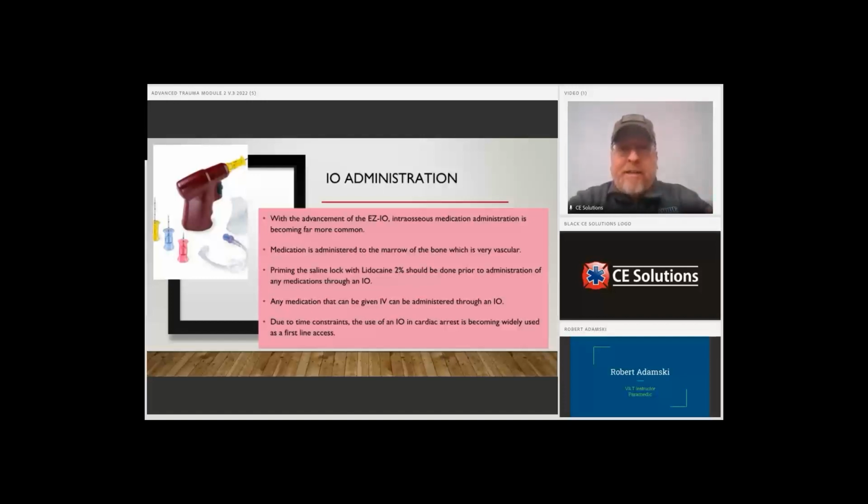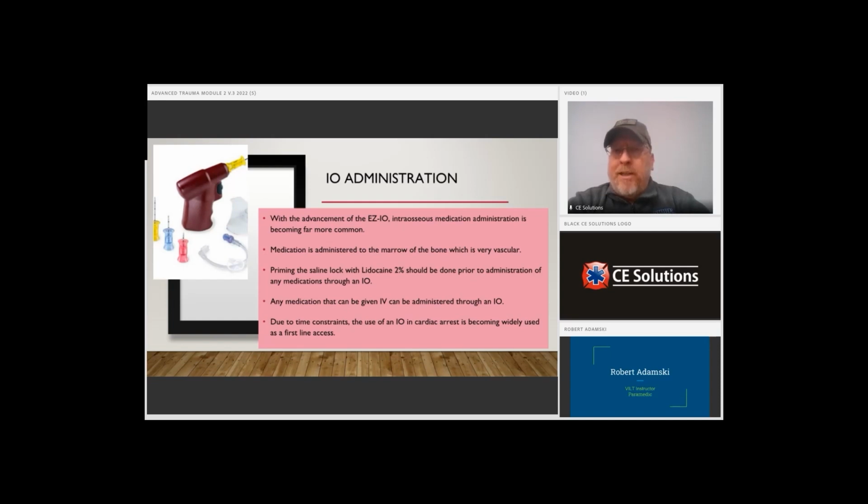IO, intraosseous administration. Remember, this is the go-to alternative method for critically ill or injured patients if you cannot gain IV access. It's usually very quick, it's easy, and it's not very time consuming. Follow your local protocols as to when you would pick and choose IO administration. But again, it's very quick, it's very effective, has quick onset of action, typically 30 to 60 seconds, okay?